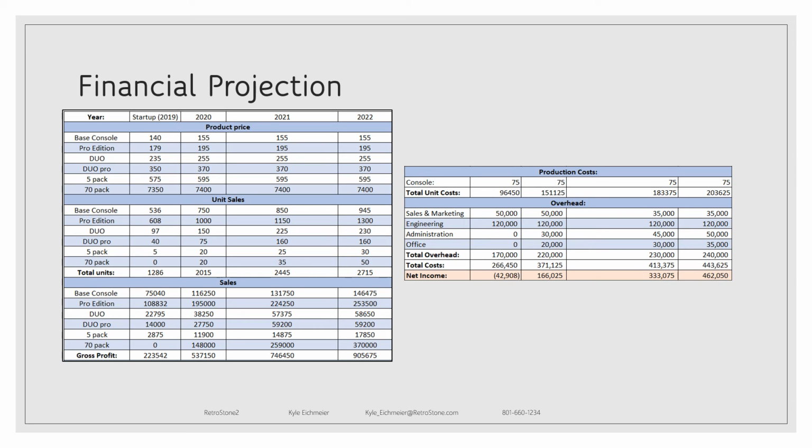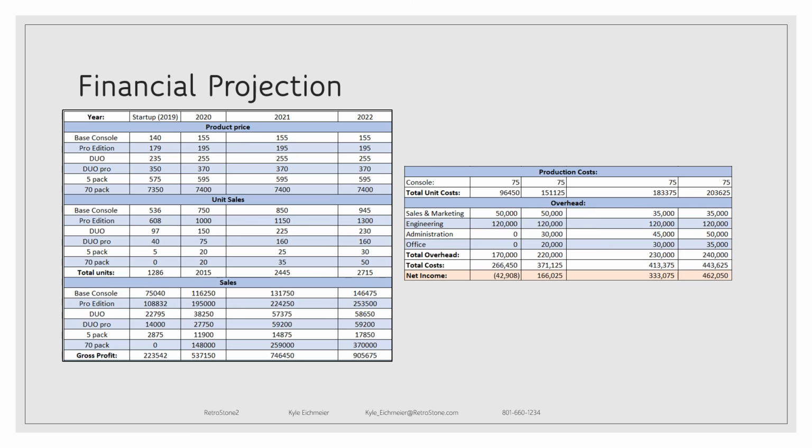Our gross profit in the first year of Kickstarter data is about $223,000. That number only includes unit sales from Kickstarter. Each console costs about $75 to make. We do not expect the cost to go down much from there, as we already have established relationships with the manufacturers from our previous product, RetroStone 1, and that manufacturing cost has not gone down much over time with that product.